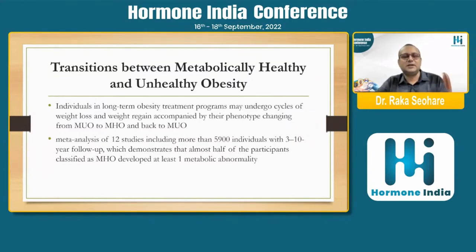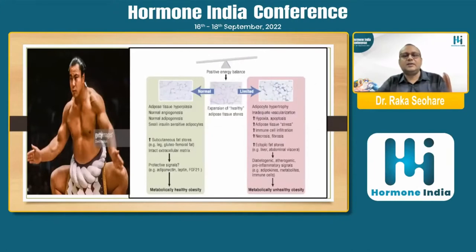And this phase of transition has been shown by a meta-analysis of 12 studies, including 5,900 individuals with 3 to 10 year follow-up, which demonstrated that almost half of the participants classified as MHO developed at least one metabolic abnormality in their life. And these are the criteria by which adipose tissue can expand from healthy adipose tissue to unhealthy adipose tissue, or become adipose tissue hyperplasia, with normal angiogenesis, normal adipogenesis, and small insulin-sensitive adipocytes.